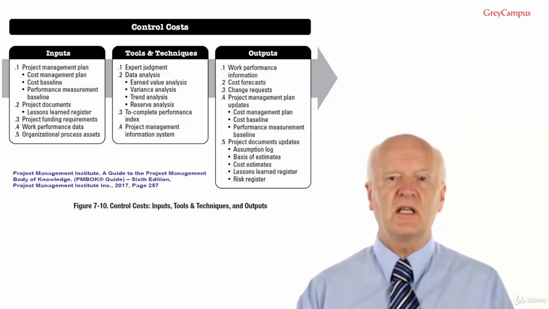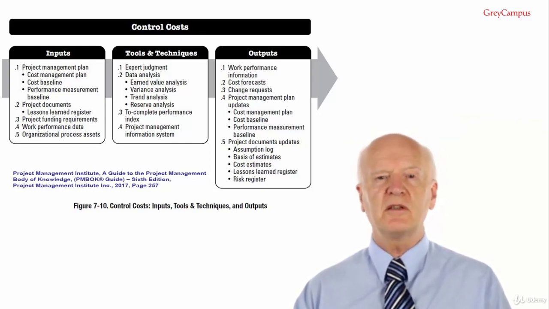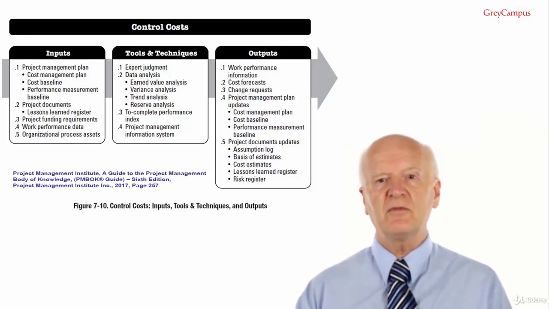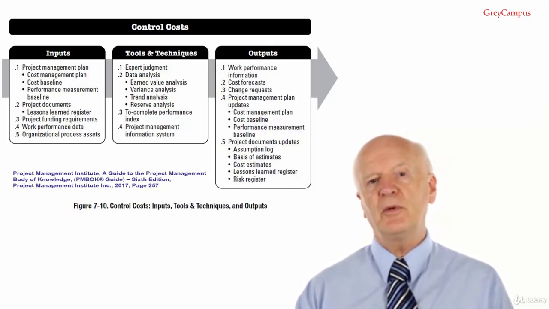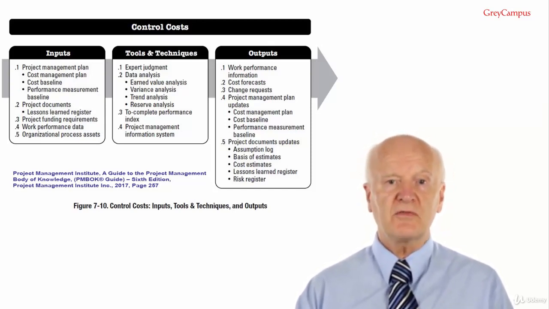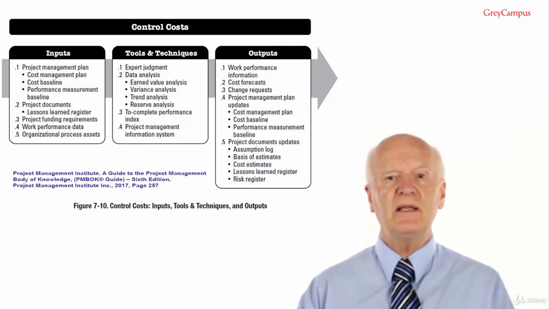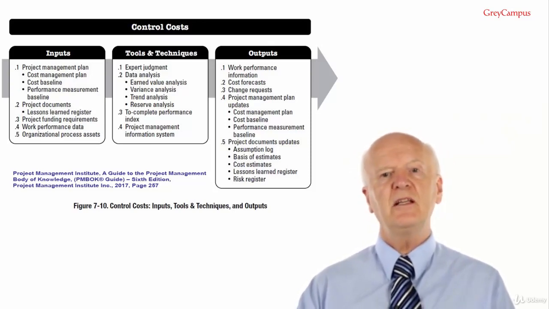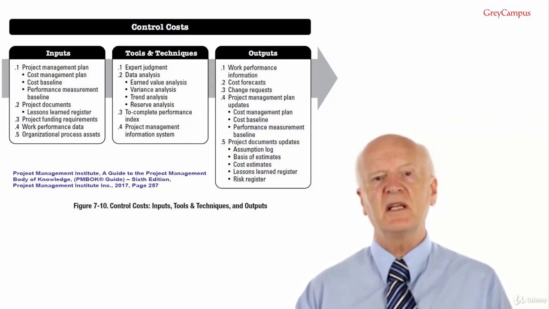Control Costs outputs. Number 1 is work performance information. Work performance information includes details of how the project work is performing at the work package level and control account level compared with the cost baseline. Output number 2, cost forecasts. Either a calculated EAC value or a bottom-up EAC value is documented and communicated to stakeholders. Output number 3, change requests.